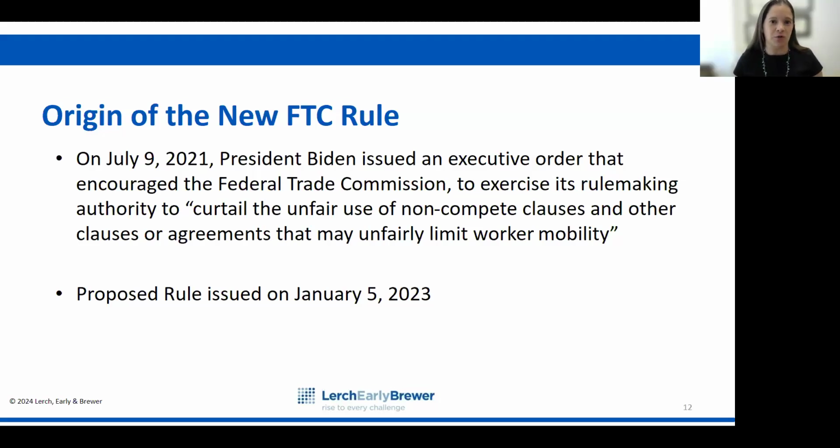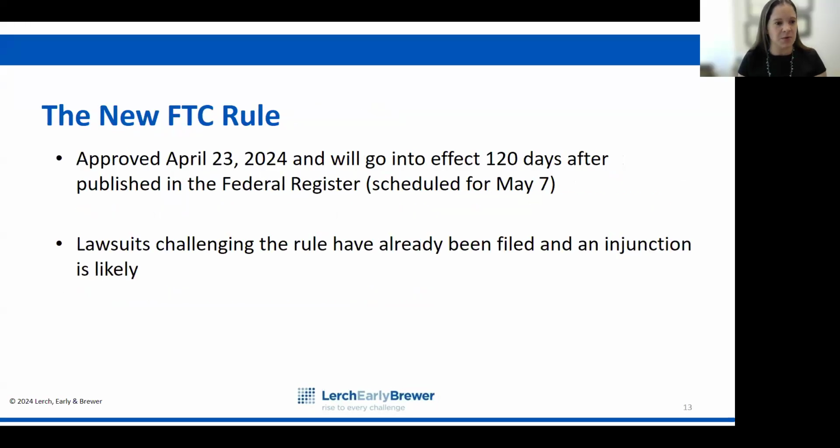Overall, for those of you who participated in the webinar I did back in January of 2023 about the original proposed rules, the final rule looks a lot like the proposed rules. There haven't been a whole lot of significant changes. So what do we see?